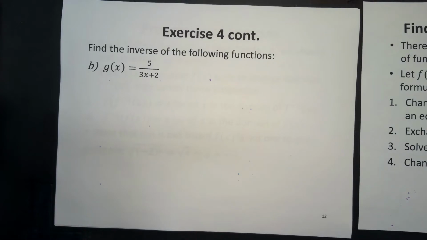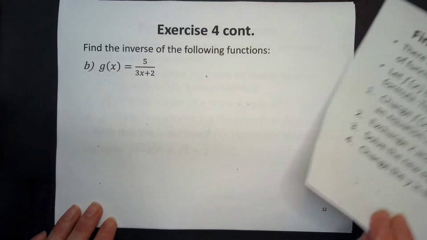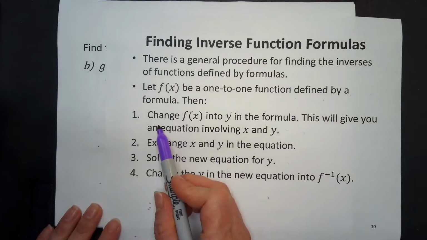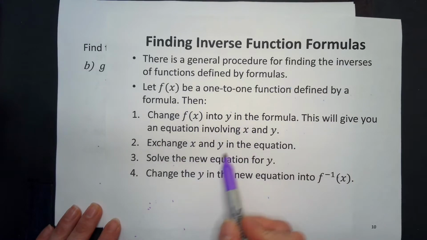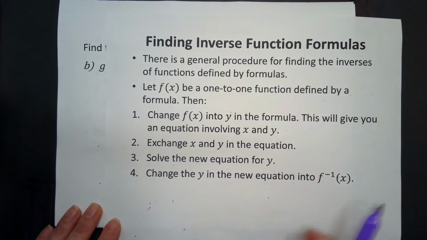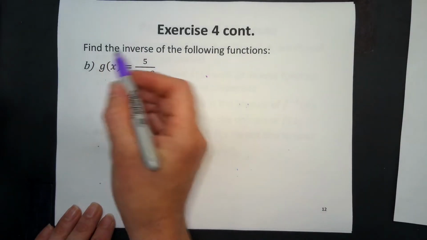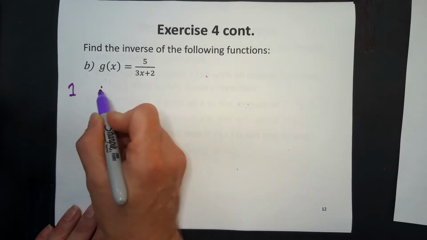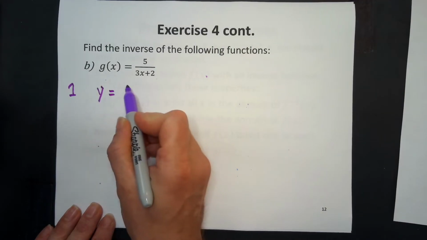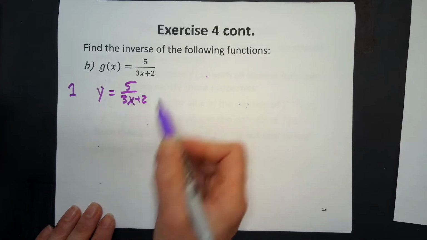So here we have a new equation. Same instructions. So just a quick review. We need to change f of x into y, switch our x and our y, solve for the new y, and then write our new y as f inverse of x. In this case, we use g of x. So I'm going to change that to y, and the first step gives me y equals 5 over 3x plus 2. That's my g of x.